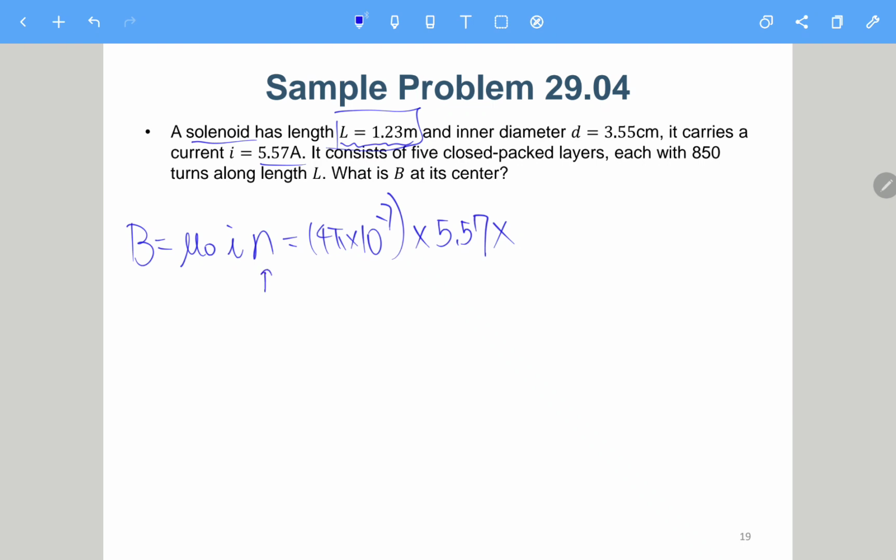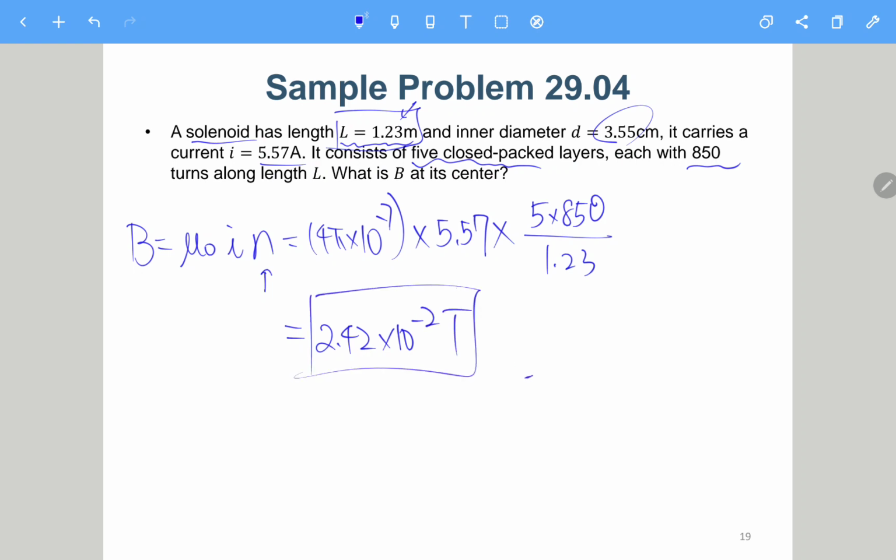Here we try to find how many turns there are. There are five close-packed layers, and each layer has 850 turns. So the total number of turns is 5 times 850, divided by L. L is 1.23 meters. This number D is not necessary here. So the final answer is 2.42 times 10 to the negative second Tesla.